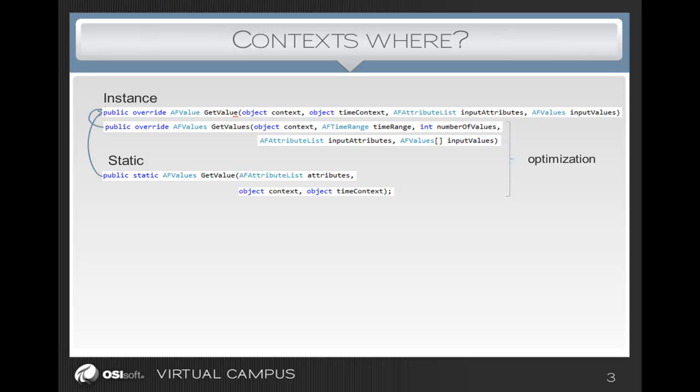You basically have to implement the GetValue method, then your data reference will automatically also support the GetValues and GetValue static method. But if you want to further optimize your data reference, you can implement those other two methods to get a more optimized communication, for instance with an external database, or to run your calculations more optimized. So only the GetValue instance method is really required. The other two methods are for optimization.